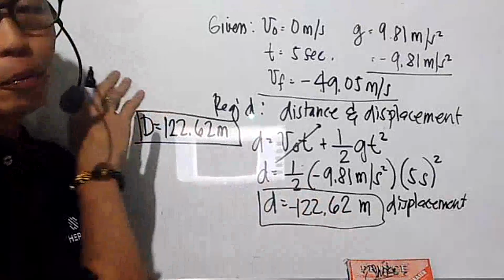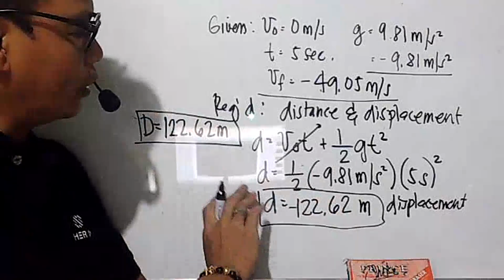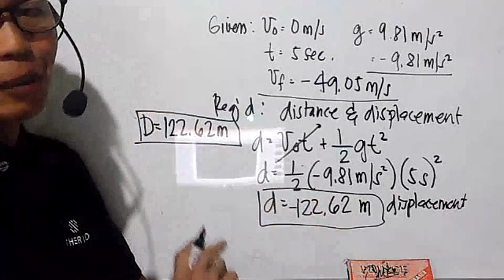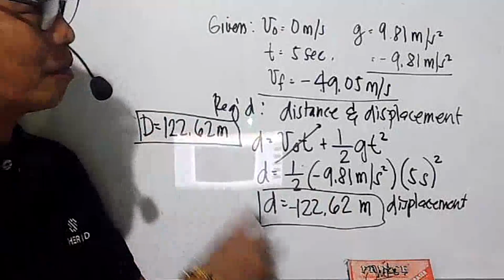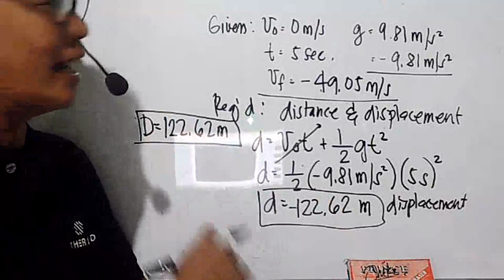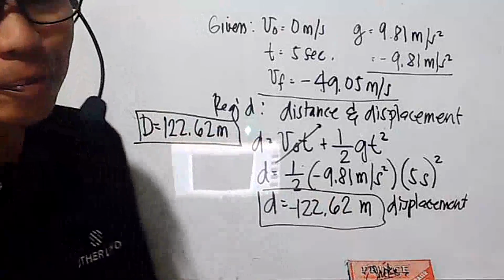Distance is scalar, therefore puro positive yan. While your displacement is may negative and positive. It depends on the direction. Okay, so in this case, I think you can distinguish that. Okay, so this is the first problem.